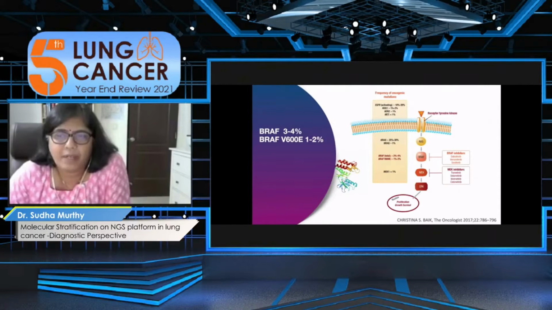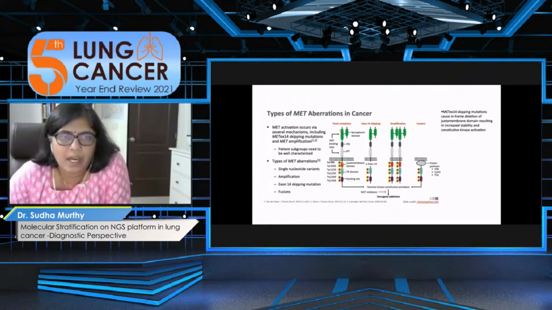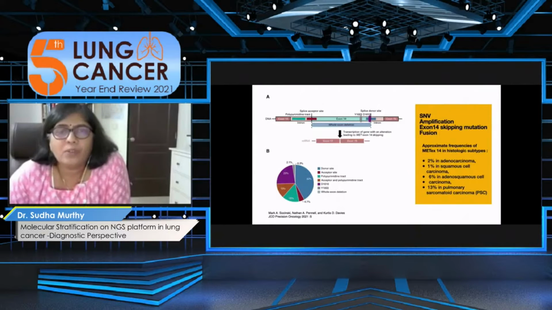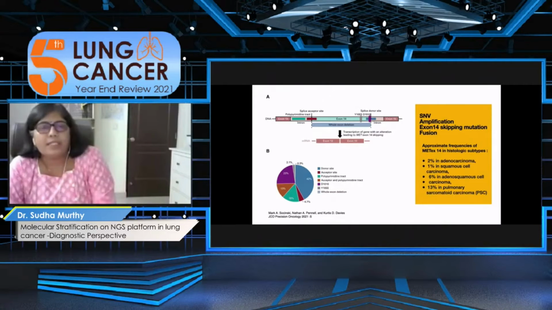So dabrafenib is the drug, and that's why BRAF has also been included. Now moving on to MET aberrations, which are a common form of resistance again. MET aberrations that are commonly seen are single nucleotide variants. More common, and which now has a target, is the exon 14 skipping mutation, and we also get to see amplifications and fusions.